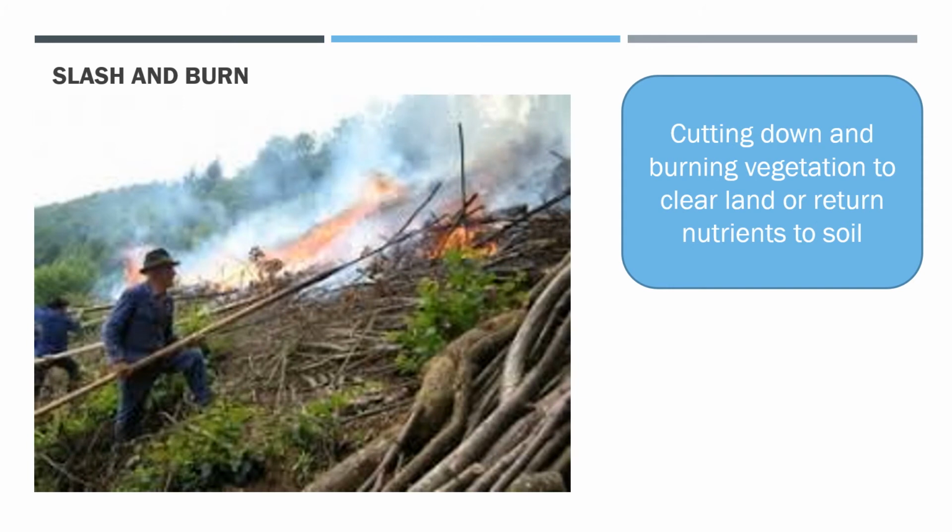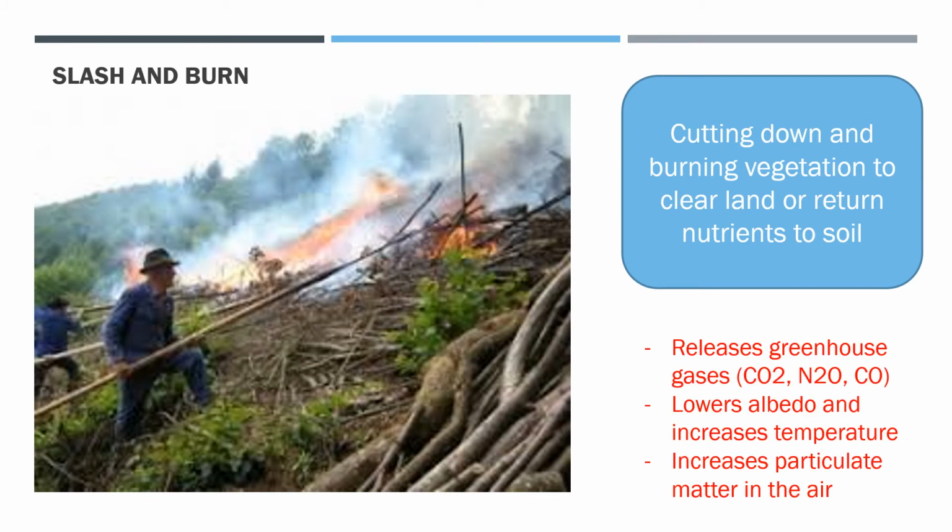We've talked before about slash and burn agriculture, and this is the cutting down and burning of vegetation. It clears land, and sometimes farmers do this on purpose because they want to return the nutrients to the soil. Problems with slash and burn is that it releases greenhouse gases such as CO2, N2O, and CO. Again, I feel like a broken record. It lowers the albedo on the ground because we have bare soil, therefore leads to increased temperatures, and it also increases the particulate matter in the air.